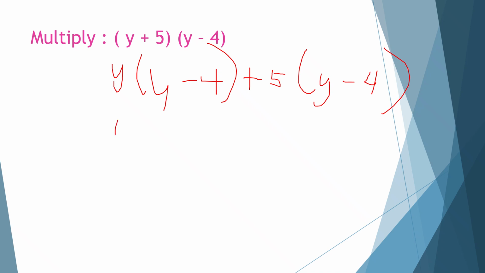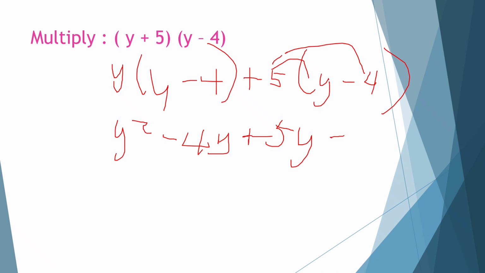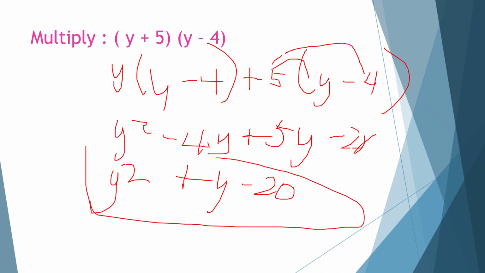So we get here y squared minus 4y plus 5y. 5 times negative 4, that's negative 20. Then combine, so we got y squared plus y minus 20. Okay. 5y minus 4y, that's 1y or y. So this is the final answer. Get it?